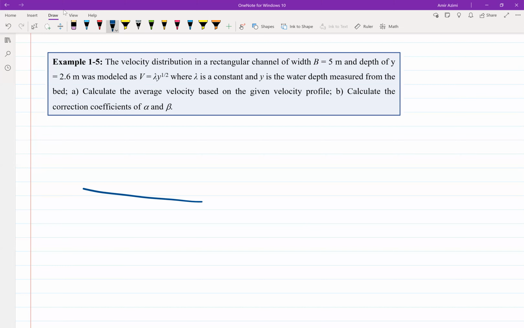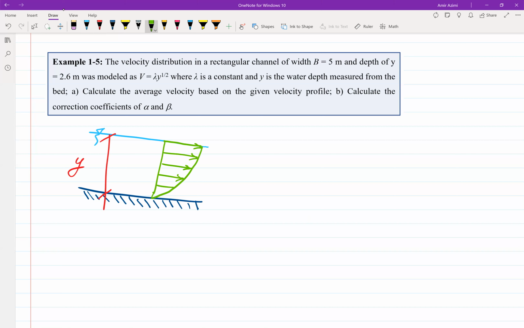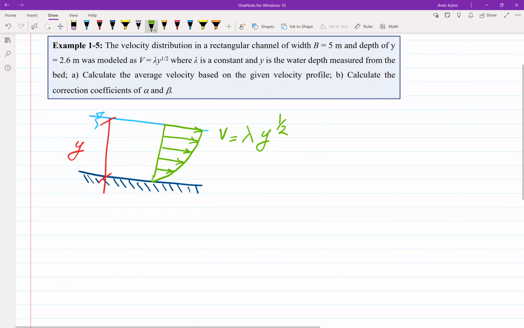Here is the channel bed, water surface, and depth of y, and the velocity profile is described by a coefficient lambda times y to the power of 1/2. Okay. So in the first step, we calculate the average velocity.